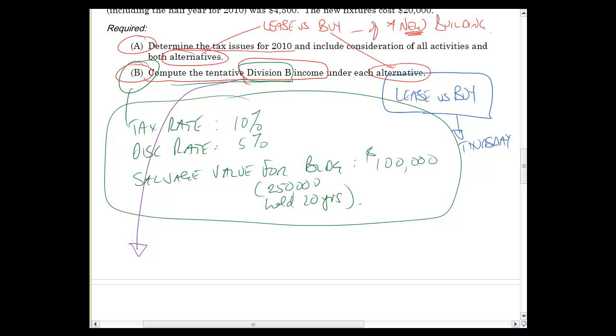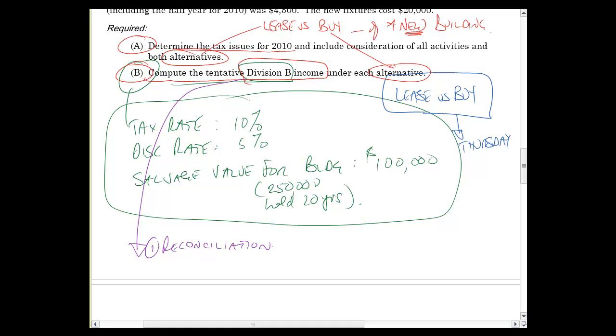So when you see required, compute Division B income, we need to be at a place where we go, okay, I know what that is. I'm not wondering what I have to do. What do I have to do? I'm thinking that first you get company income and then you add into the stuff to get your taxable income and then you minus Division C deductions.